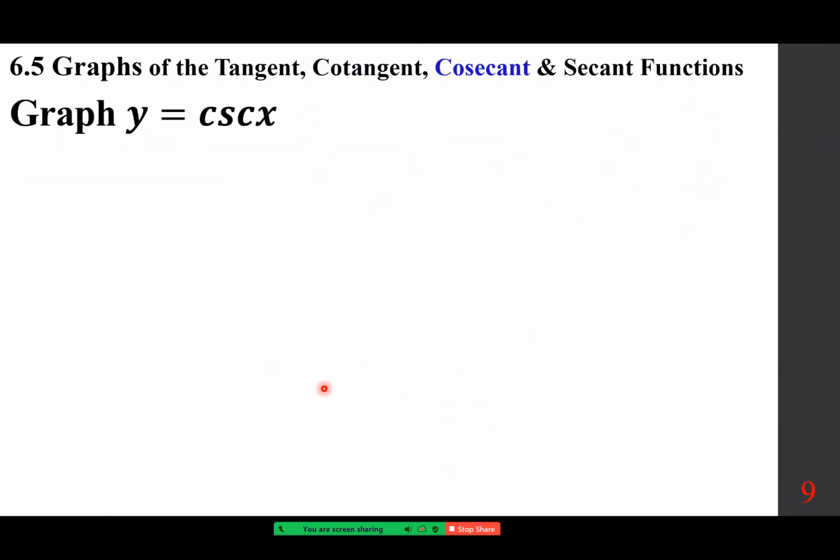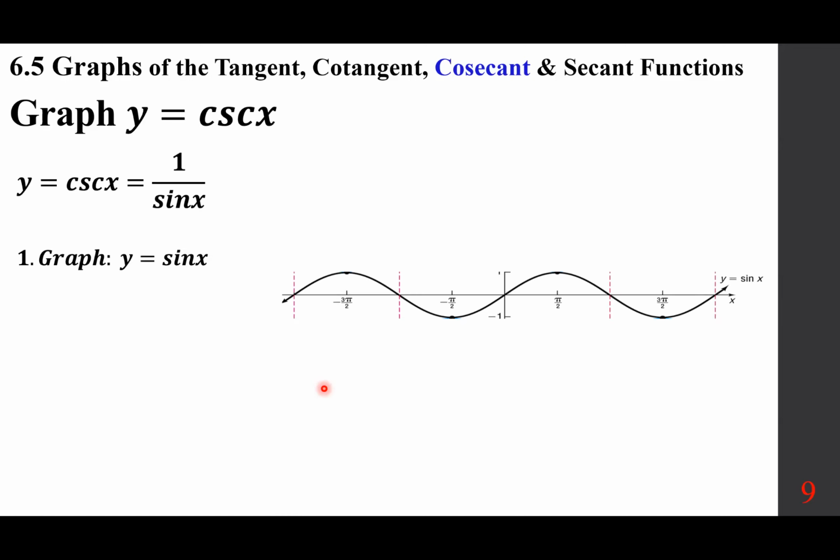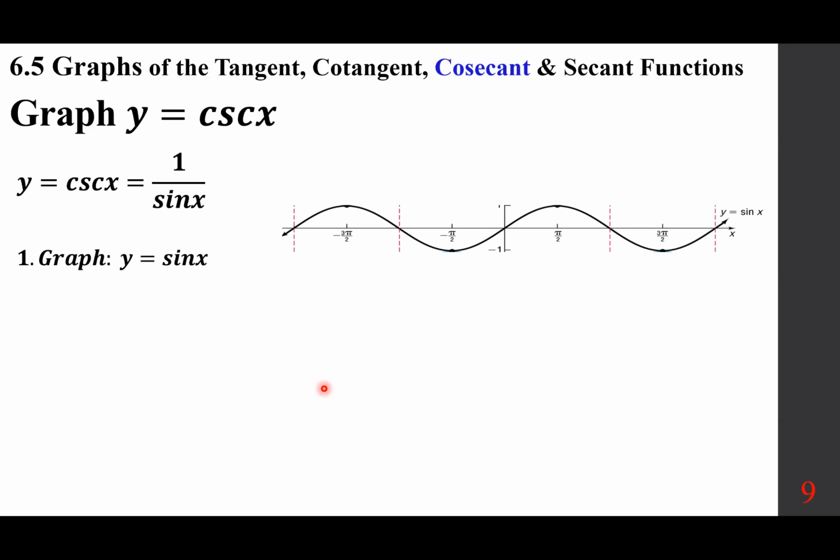Let's look at cosecant x. y equals cosecant x is 1 over sine x. Therefore, we can graph y equals sine x and flip over the graph. So graph y equals sine x, looking like that. Here's one complete cycle. And it continues indefinitely, right? Now, flipping over, that means it goes like that.